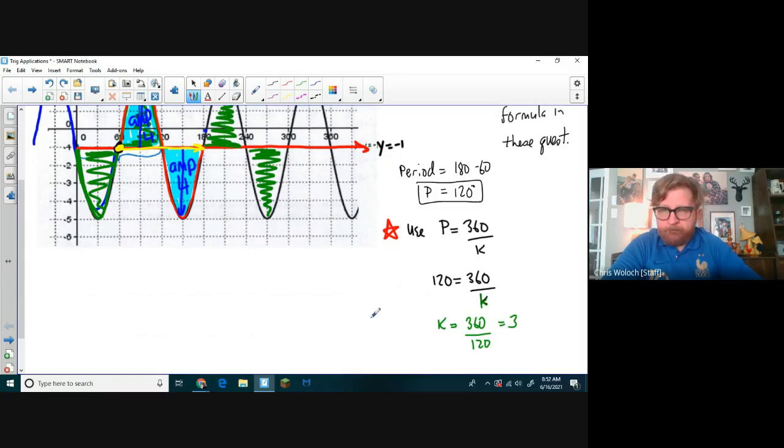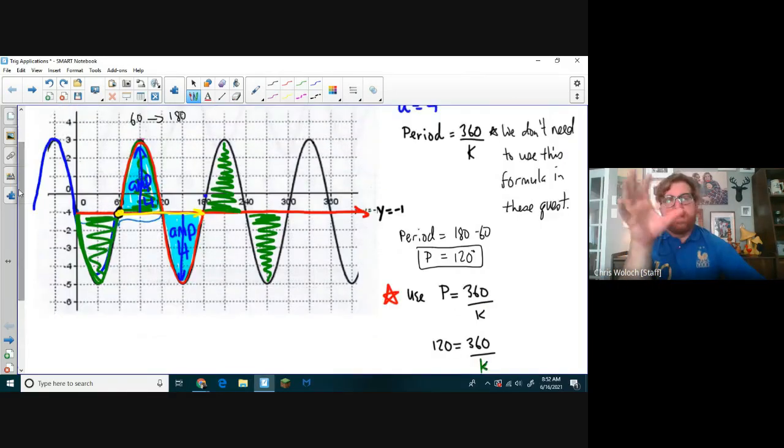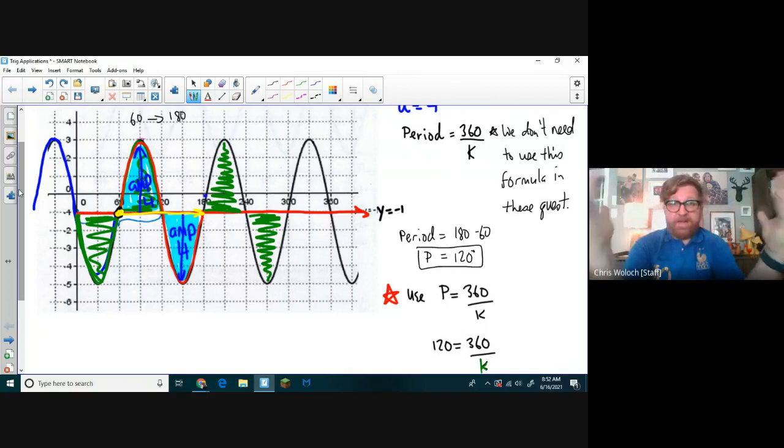All right. So now remember what that means, right? The K was the horizontal stretch or compression. So obviously, when we compare it to the regular sine or cosine function, what's the period of sine or cosine? With the regular one, it's 360. The period is 120. So obviously it makes sense that the graph of sine of x has been compressed, has been squished. So it makes sense for the K value to be 3.